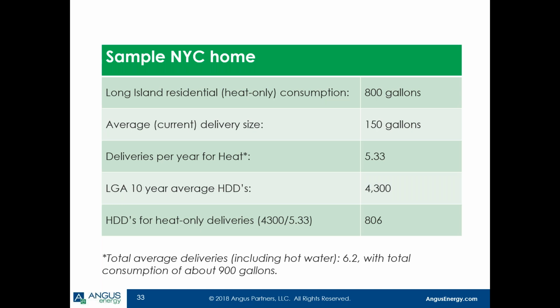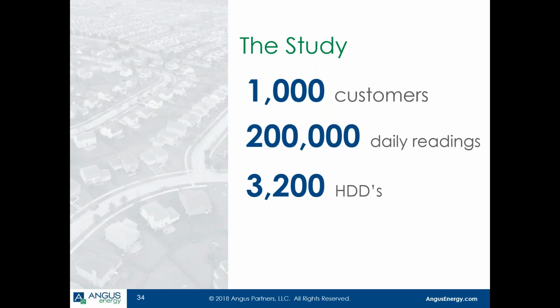If somebody had 800 gallons, which is a standard amount that they'll use per year, and we did 150 gallons, which is what we see from most customers, deliveries per year is 5.33. LaGuardia 10-year average HDDs is 4,300. Therefore, you're going to deliver every 806 gallons. Okay, we're not including hot water in the total deliveries; we're trying to keep a very simple example of heating gallons. So therefore, you're going to do about every 800 gallons. Okay, so again, this study had 100,000 customers, 200,000 readings, 3,200 winter heating degree days out of that 4,300.